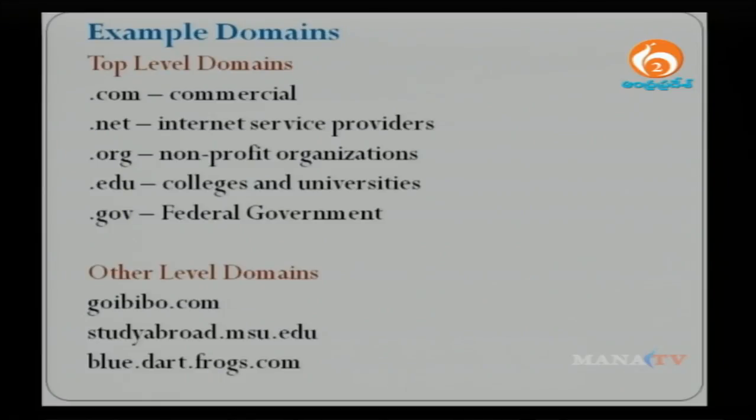Google.com is a second level domain name. And you can see one example here, goibibo.com. Goibibo.com is a second level domain name. Here .com is a top level domain name as well as goibibo.com is a second level domain. You can see other examples. That one is a third level domain name, and the fourth one is a fourth level domain name. These are some examples under the domain name system.